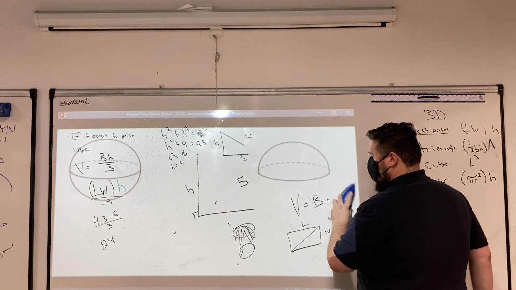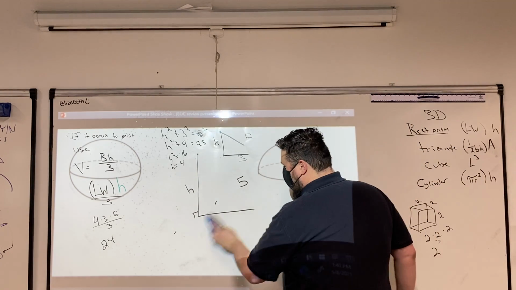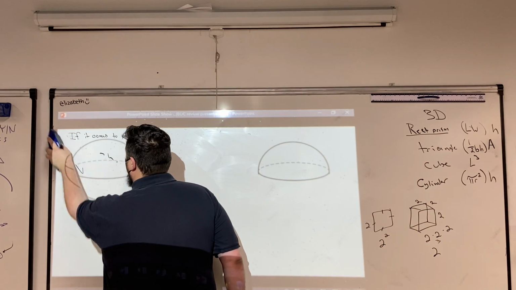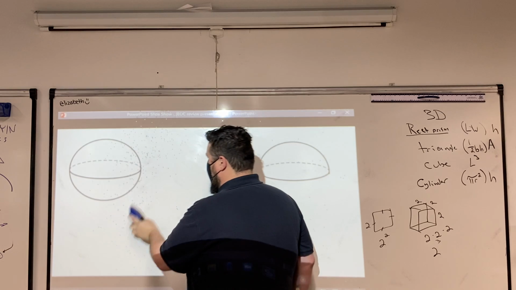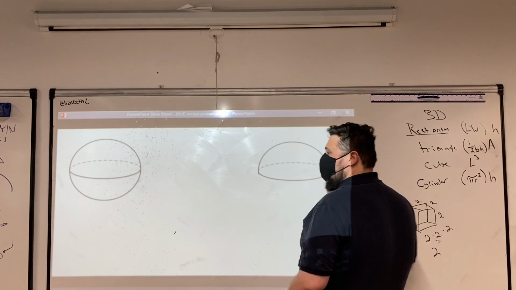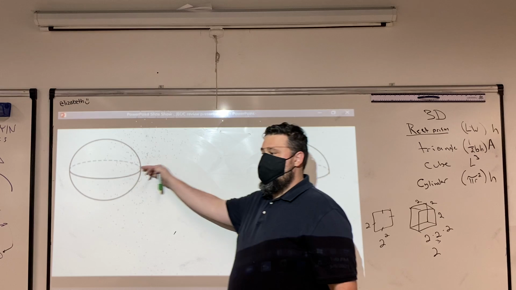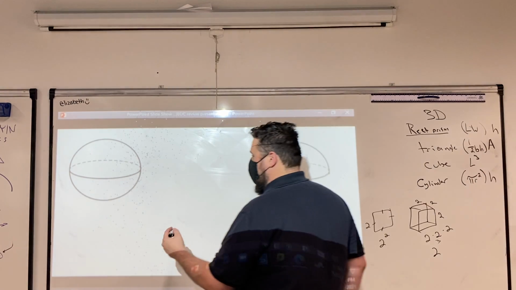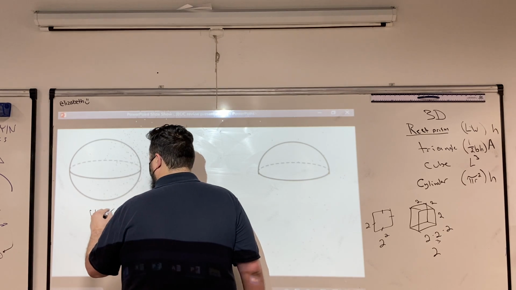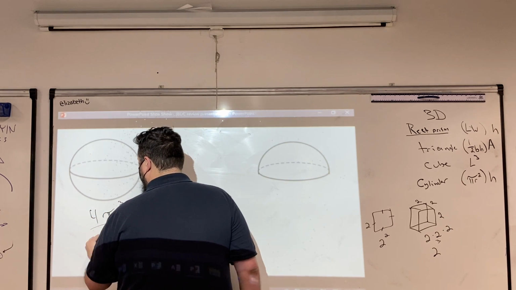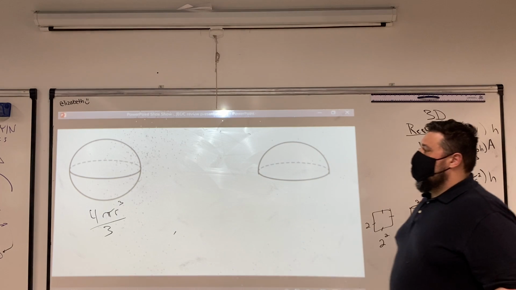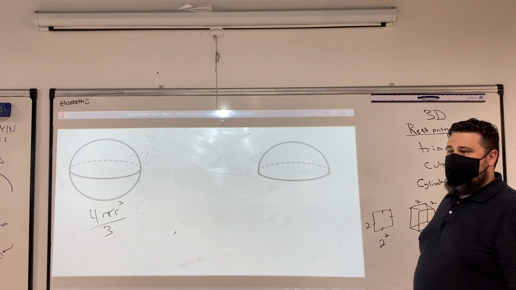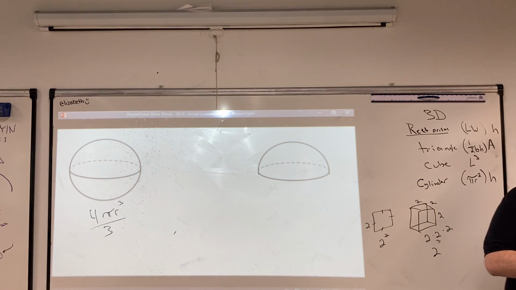Topic 2 is my favorite. That's why we can go through it so fast, it's everyone's favorite. What I want to do is talk about how these are related. The volume for a sphere is 4 pi r cubed over 3. How would I find the volume of a hemisphere? Or how would I get that equation?